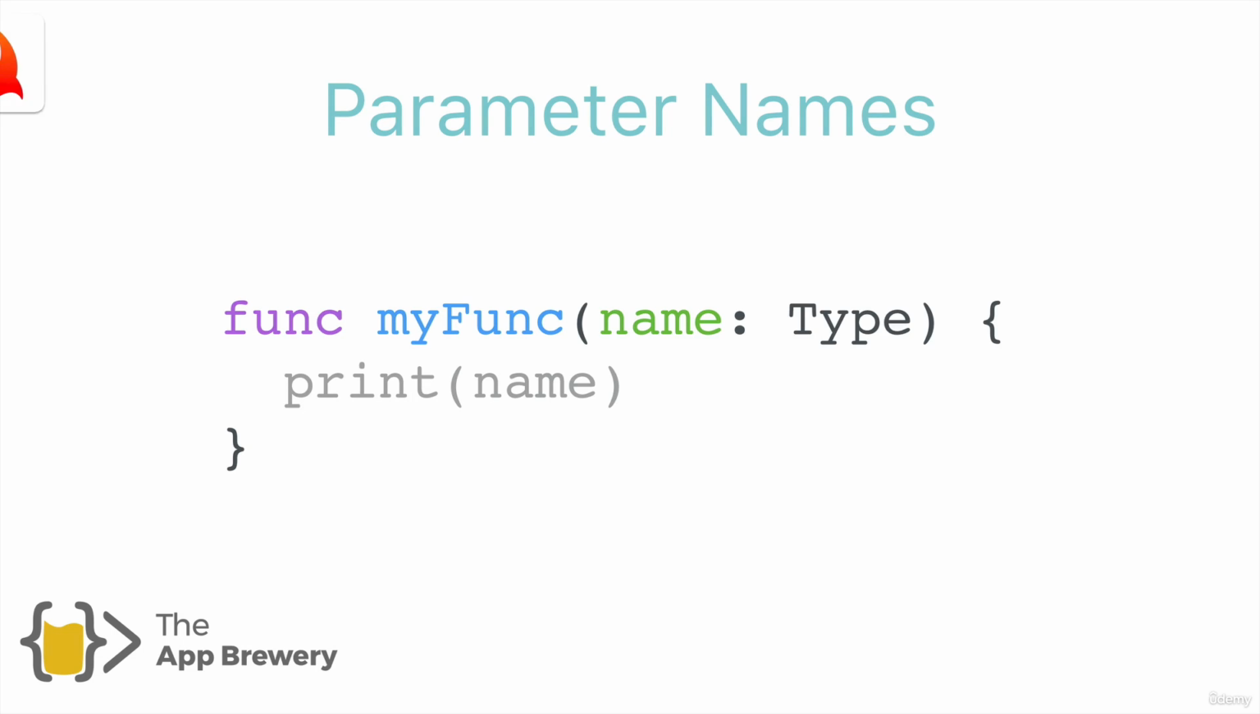Welcome to a Swift deep dive on parameter names. Now, in Swift, the parameter names of a function are incredibly important. In the predecessor to Swift, Objective-C, which used to be the language that we used to make iOS apps, they weren't really big on parameter names.